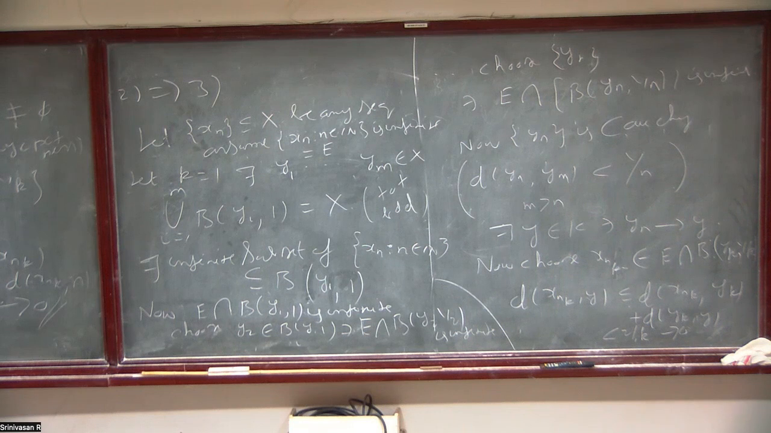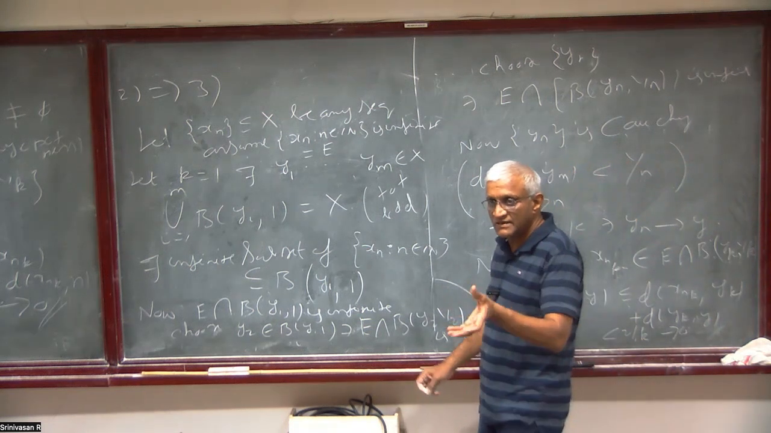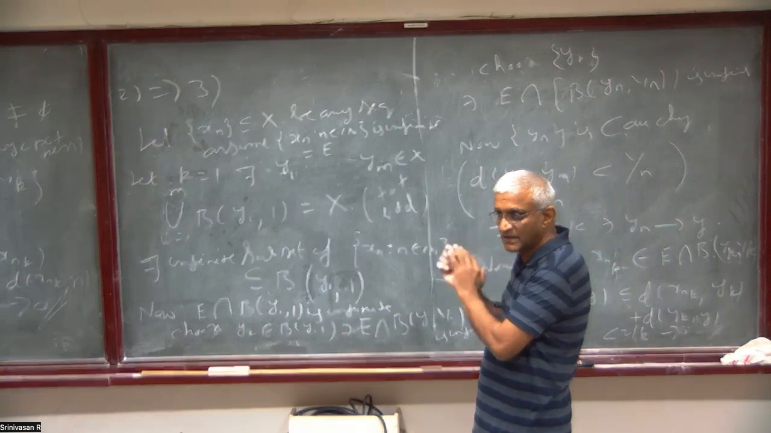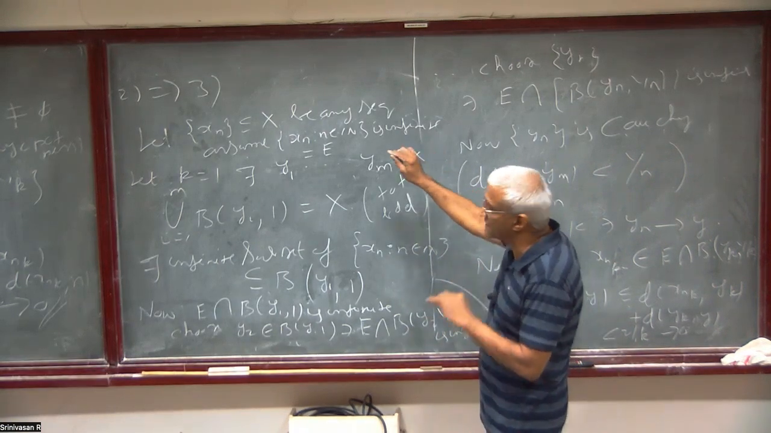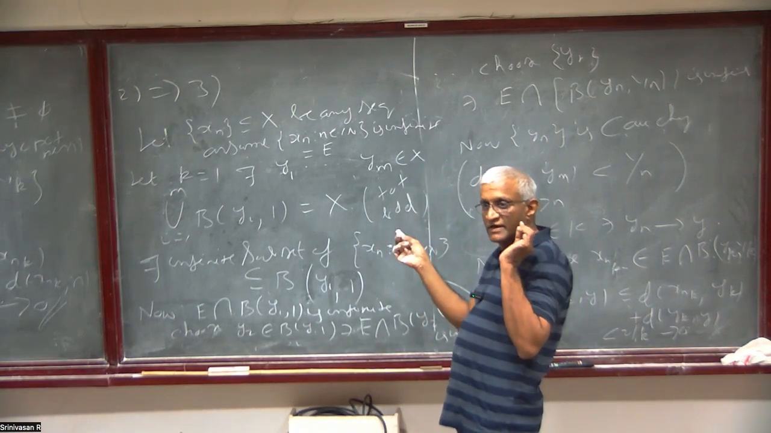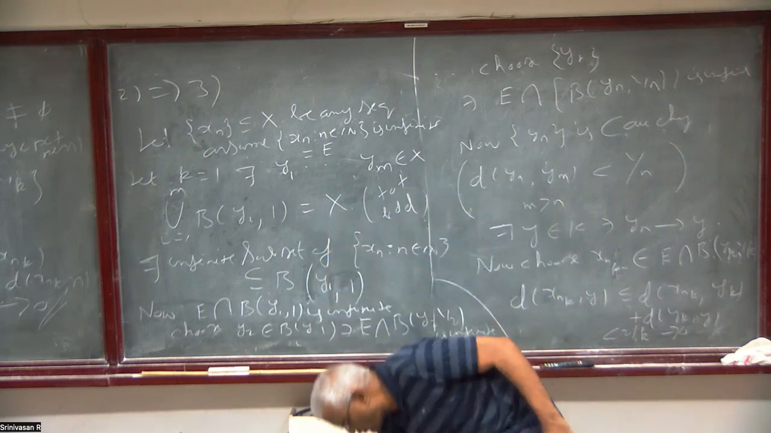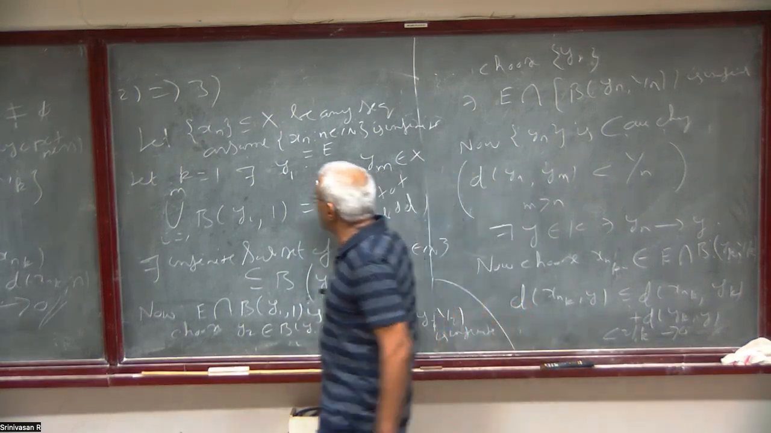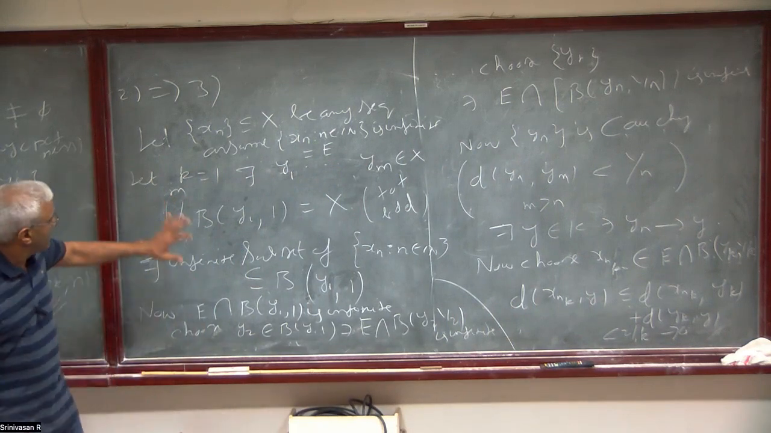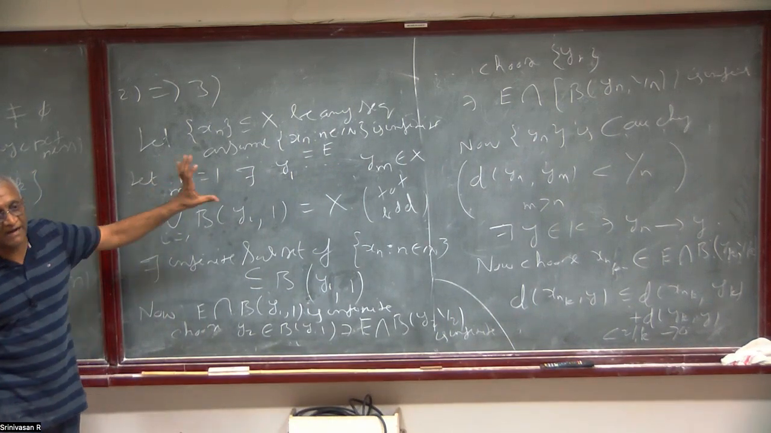I'll pause for a minute. If you have a doubt, you can ask me. What we did is the following. We just work with an infinite set. We want to get a subsequence in that infinite set which converges to something. We are proving that every infinite set has a limit point. So you take an infinite set E. Then finitely many open balls cover X.